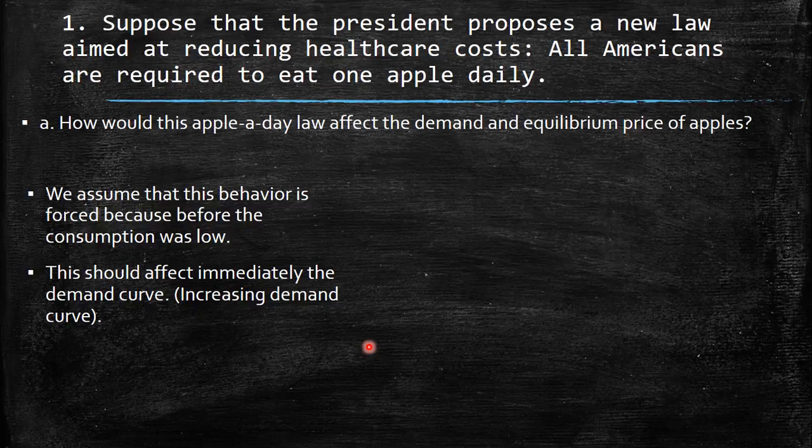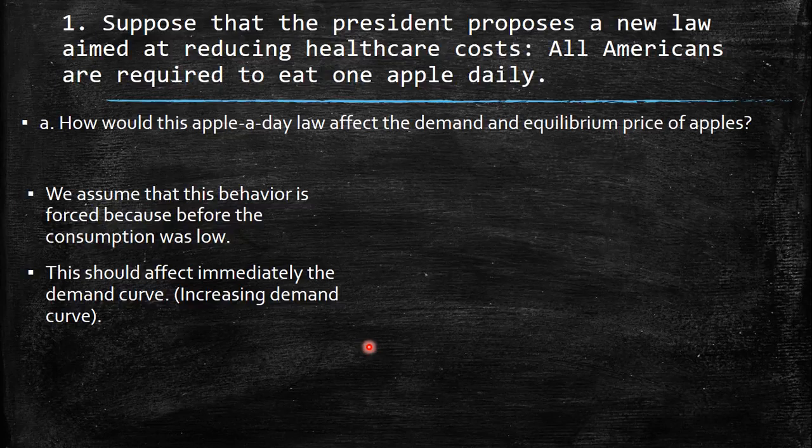Remember, exogenous events that affect a curve will make this curve shift to the right or to the left depending on the situation. If it increases, it goes to the right. If it decreases, it goes to the left. That's the case here: the consumption will increase, so the demand will automatically shift to the right.